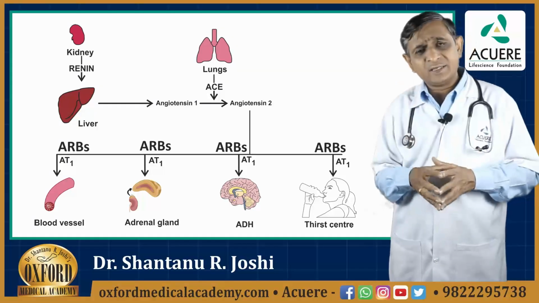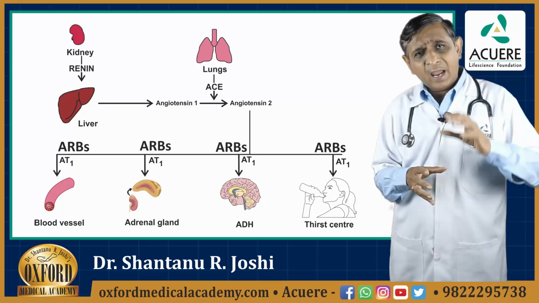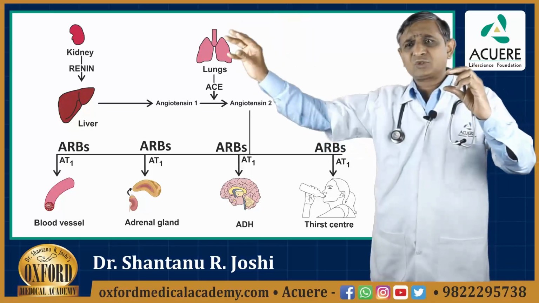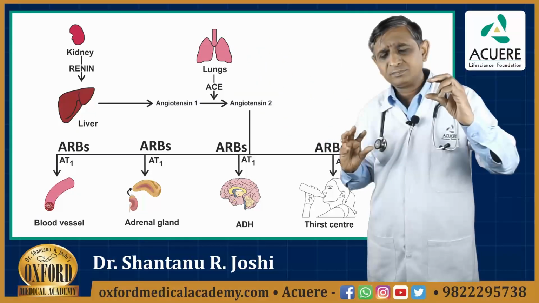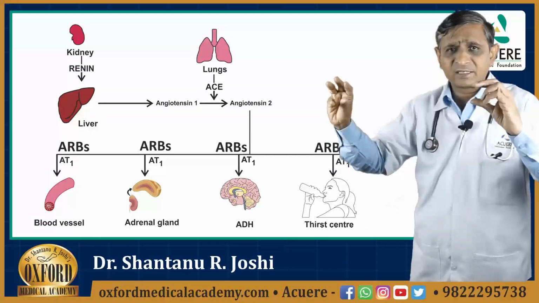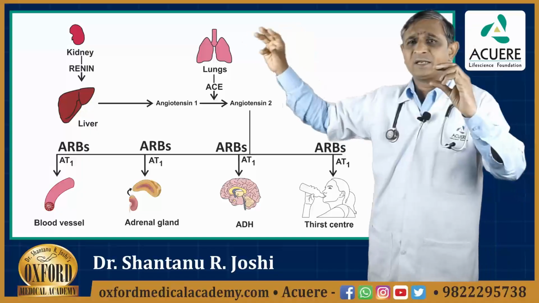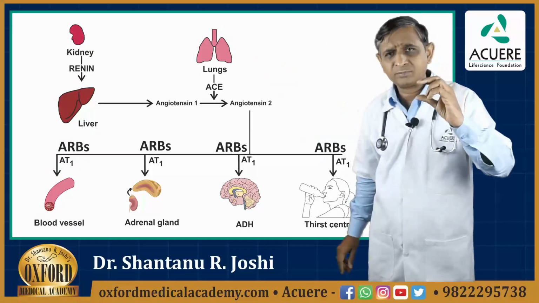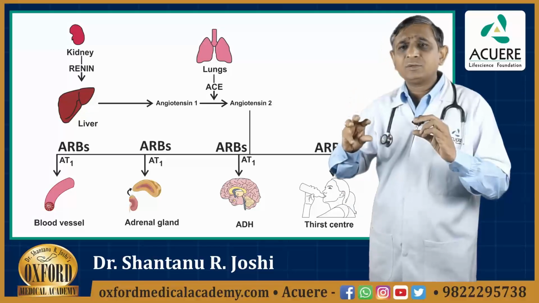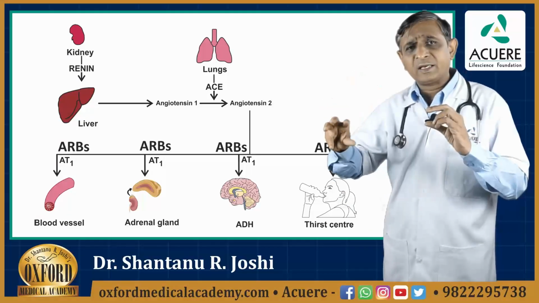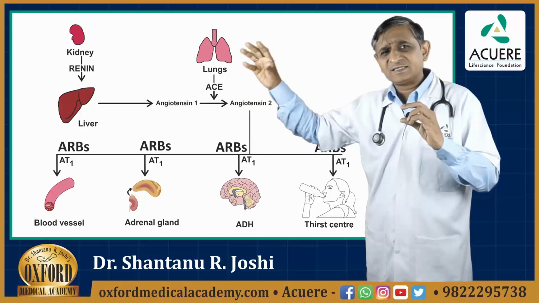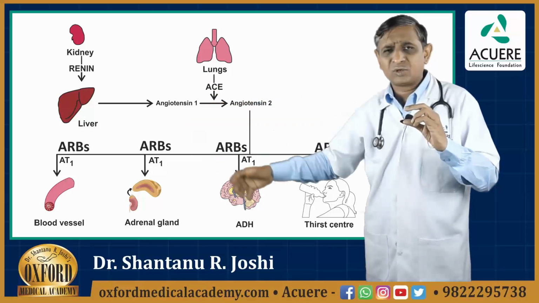To summarize all this, angiotensin 2 acts on the peripheral blood vessels and raises the systolic and diastolic blood pressure. Angiotensin 2 acts on the adrenal cortex to secrete aldosterone and increases the retention of sodium and water. Angiotensin 2 acts on the posterior pituitary, increases the ADH secretion and retains sodium and water, raises the volume of the blood and increases the systolic blood pressure.